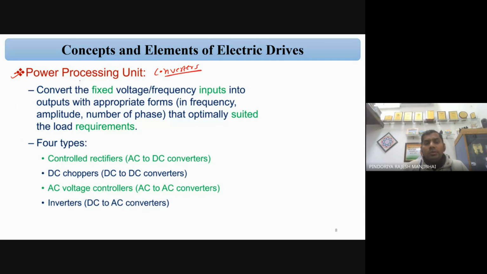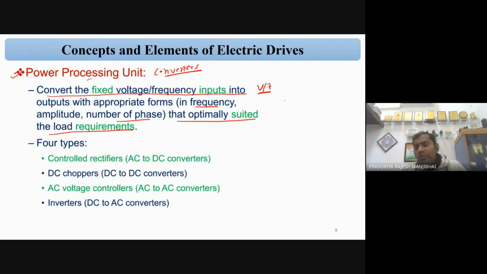Okay, the power processing unit is nothing but your converter part, because we have to convert the power from one level to another level, from one source to another source. So why a power processing unit? Because it converts the fixed voltage and frequency input, so we can say V by F, variable frequency, variable voltage, correct? Output with appropriate form in the frequency, amplitude, and number of phases that optimally suits the load requirement.